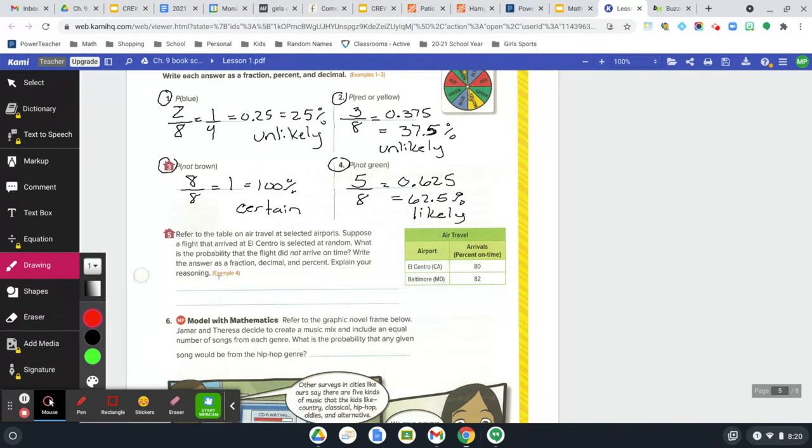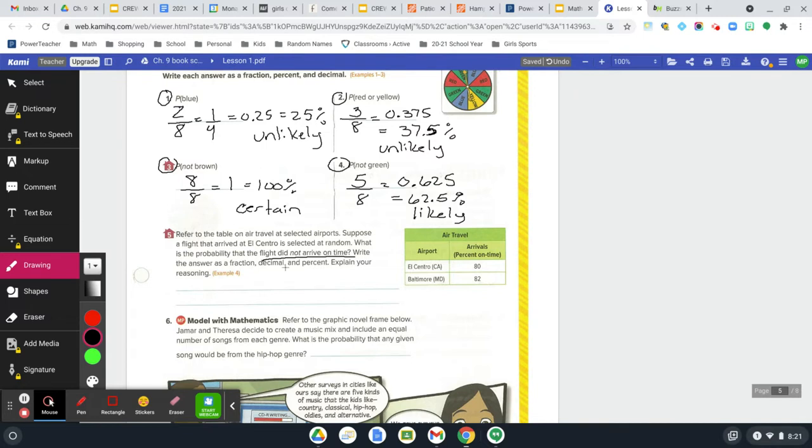So this says here, refer to the table on air travel at selected airports. Suppose a flight that arrived at El Centro is selected at random. What is the probability that the flight did not arrive on time? Write the answer as a fraction, decimal, and percent, and explain your reasoning.